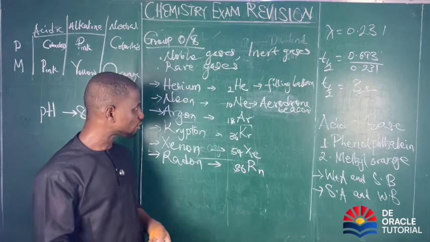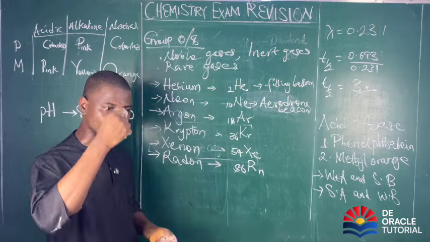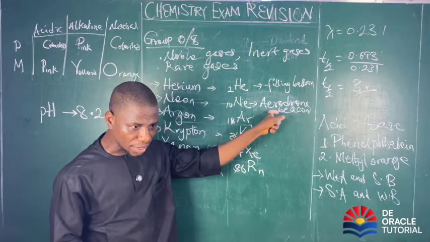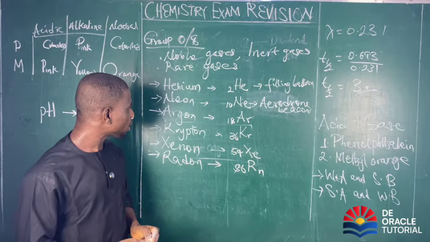In case they ask you, which of the noble gases, which of the inert gases, which of the rare gases, which of the group 8 elements or group 0 elements is used in aerodrome beacon? The answer is what? Neon. Does that make sense to you? Now, another one we have there is what?